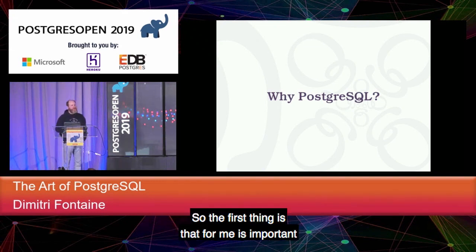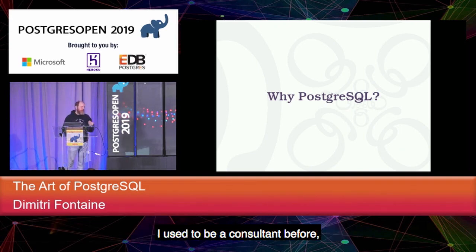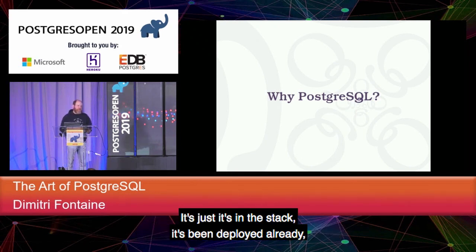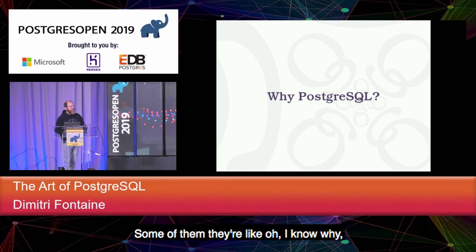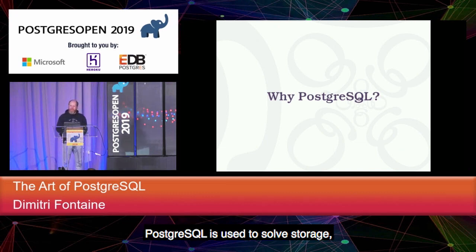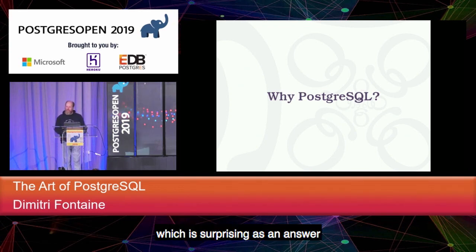So the first thing that is important for me as an application developer is: why are you using PostgreSQL? Often when you ask that question, I used to be a consultant before, lots of them don't really know why. It's just that it's in the stack, it's been deployed already, they joined the project, and they have to use it. Some others are like, oh, I know why. It's because it's solving this problem that is quite hard to solve for the application, and we are using PostgreSQL to do that. But often enough, I heard that PostgreSQL is used to solve storage, which is surprising as an answer because it's so wrong.